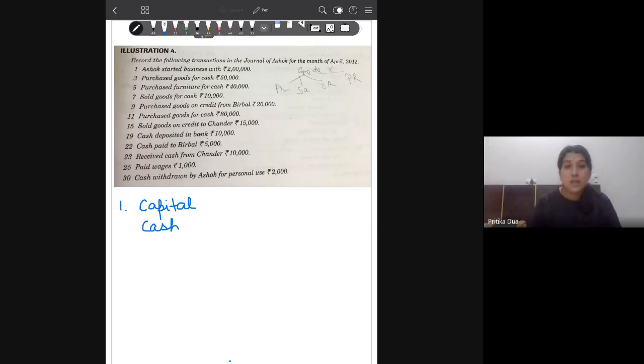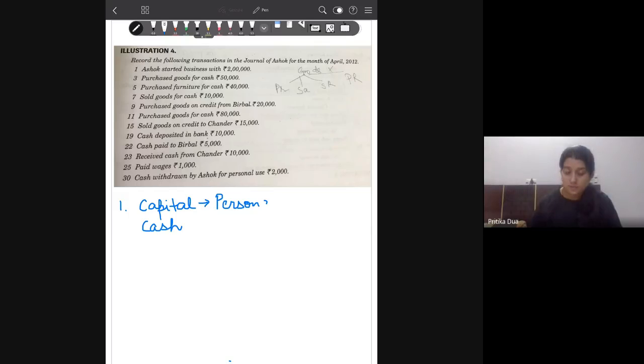Now we have the names of the two accounts which are involved. The next thing that needs to be done is to classify them as per the traditional classification. Capital is brought by the owner, so it is a personal account, while cash is an asset for the business. It is a real account.